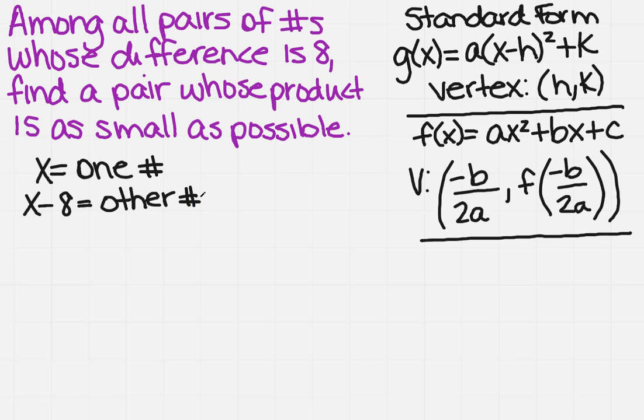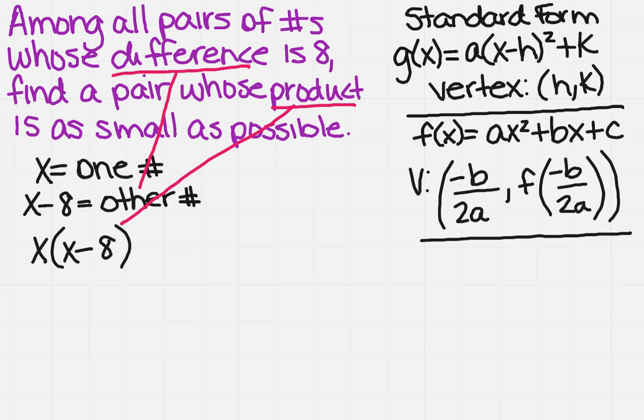Now what does it say? As we keep reading, it says find a pair whose product. So the key words, I'm going to underline those. We looked at difference, and that's what we did right here. And now we're going to look at product. So that means I need to multiply what I have. So I've got x times x minus 8. Product leads us to this one right here. Now that I have that, why don't I simplify it? That's going to be x squared minus 8x.